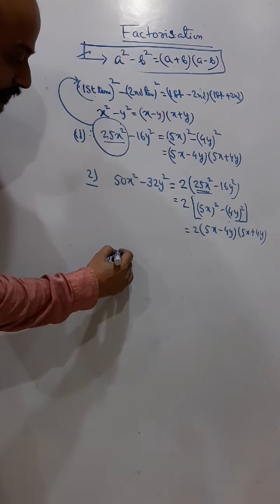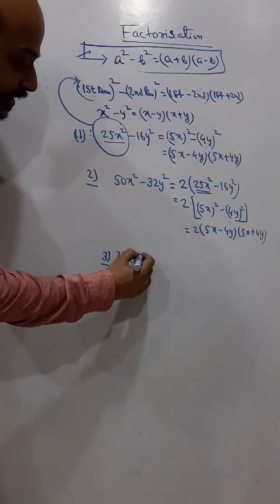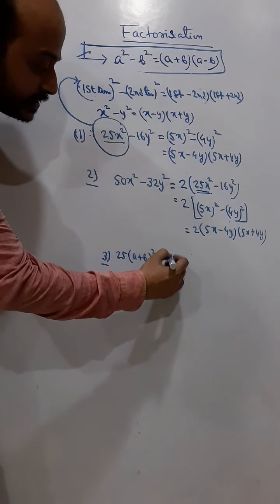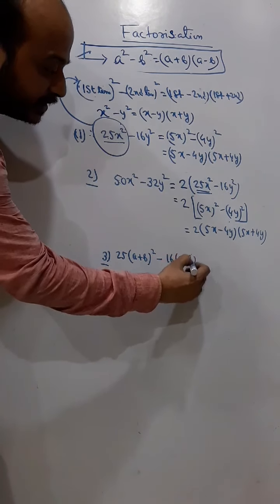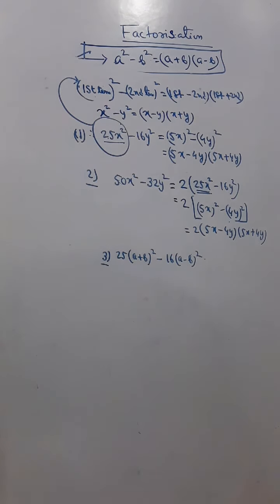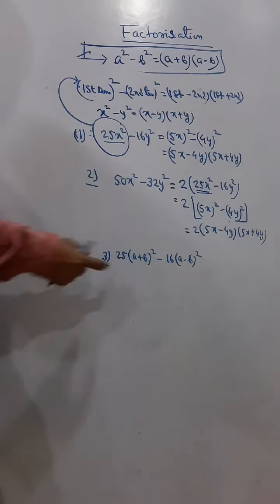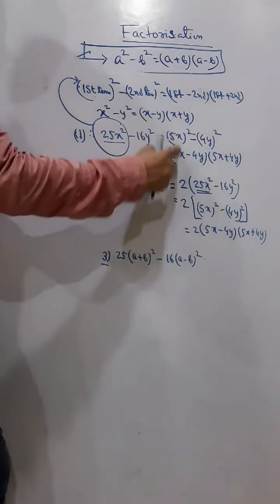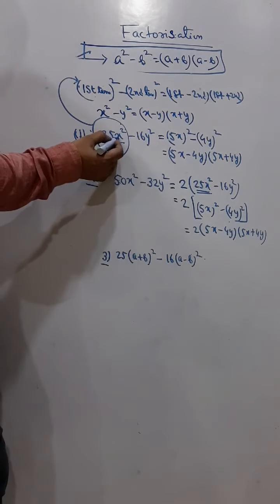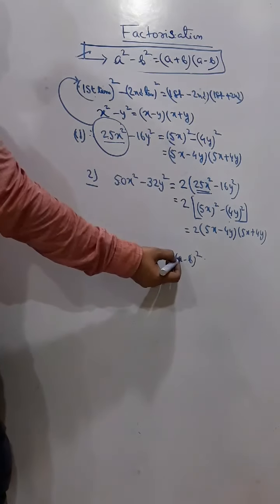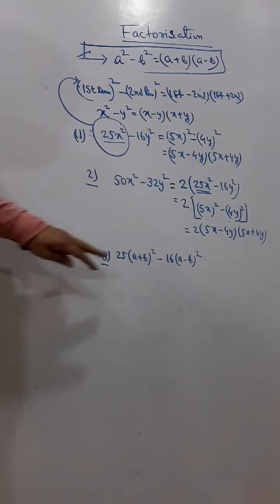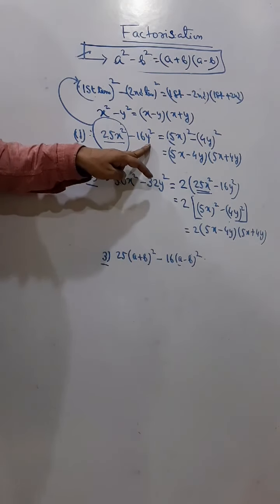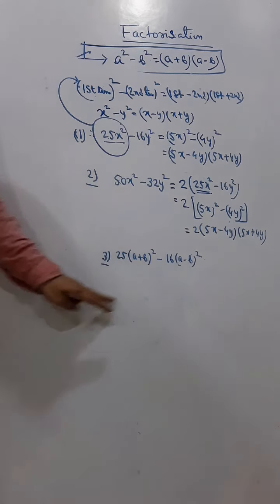Now suppose it is given like this, 25 into a plus b whole square minus say 16 into a minus b whole square. Now this sum we can do similarly in the same method, but here you can see instead of x there is a plus b, instead of y there is a minus b. You can also take let a plus b equals x and a minus b equals y, or instead of that you can also do directly.